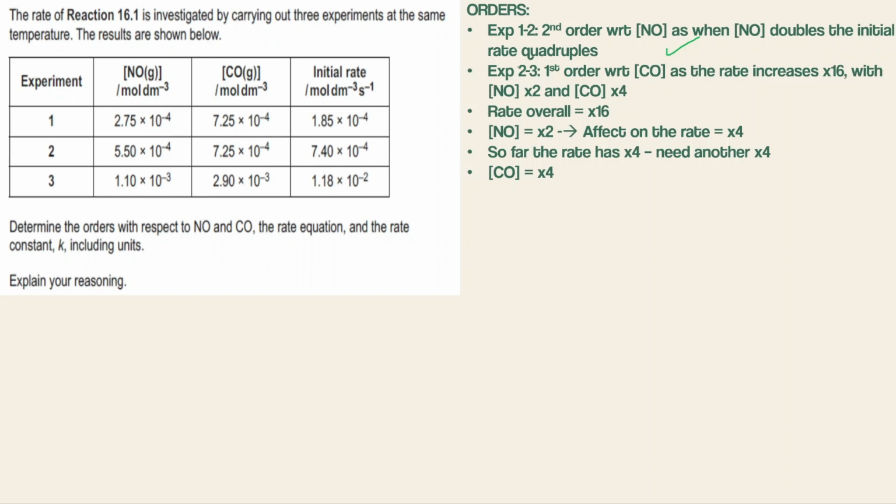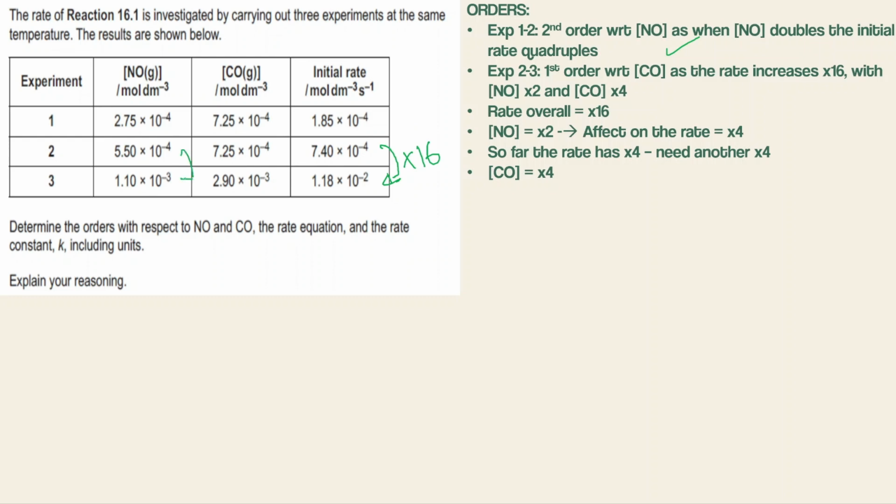But for CO, experiments 2 to 3 is first order with respect to the concentration of CO, as the rate increases by a factor of 16, with the concentration of NO doubling and the concentration of CO quadrupling. Here's how I break it down personally in my mind. Like, I don't write this all down. So the overall factor that the rate is actually increasing by, if we were to work out the increase with just these two things, is a factor of times 16.